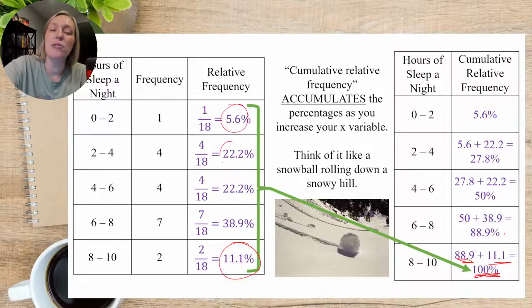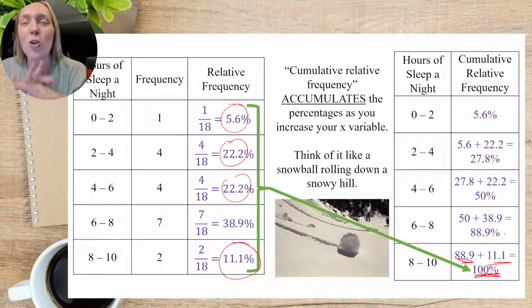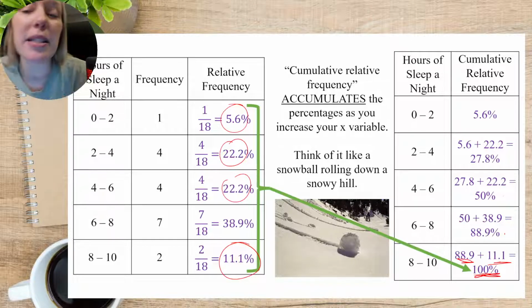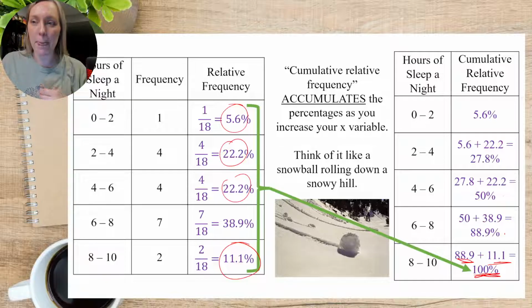If you had to round some of these, sometimes you'll get like 100.1 or 99.9. You might have some rounding discrepancies, but it should always end at basically 100%. So that's our cumulative relative frequency.